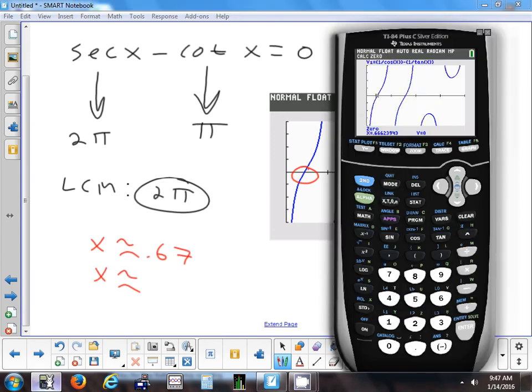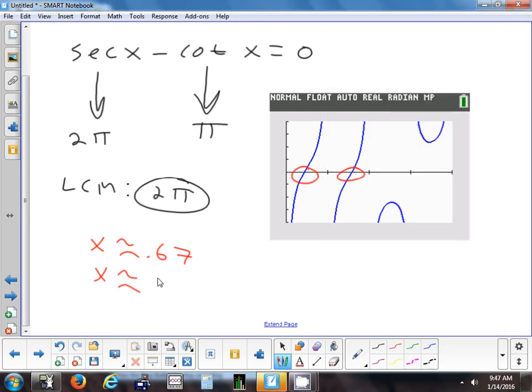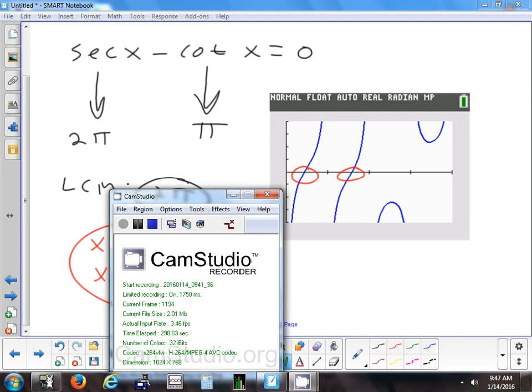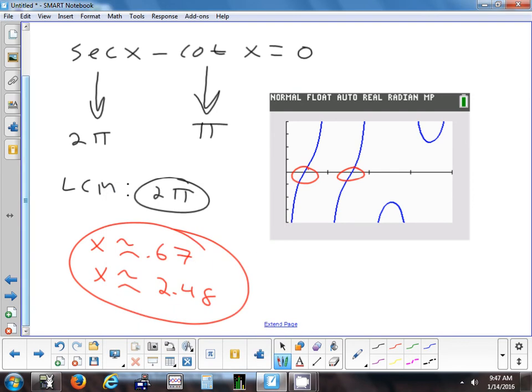And let's see, our second root, second calc zero. We go to the second one. And that's at about 2.48. And that's it. Okay, if they ask us to do this in degrees or radians, that's another thing we need to pay attention to. Make sure if they ask for that, you put your calculator in the right mode.